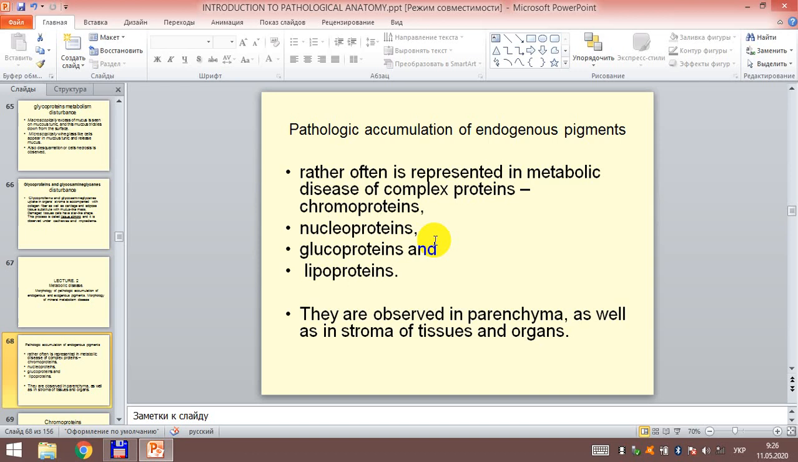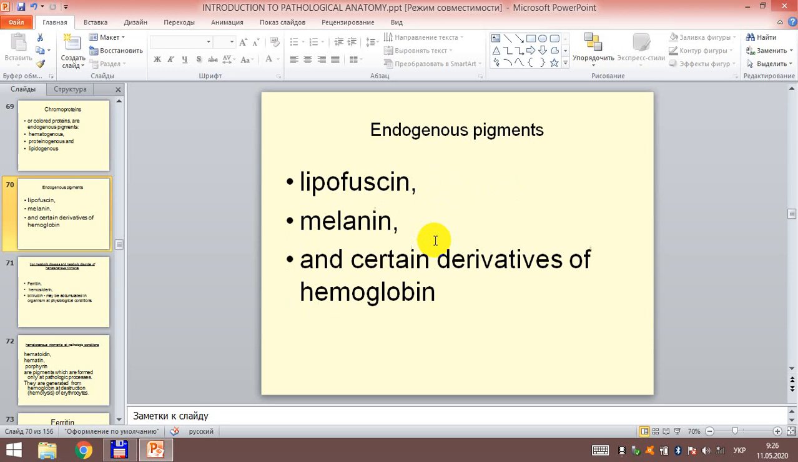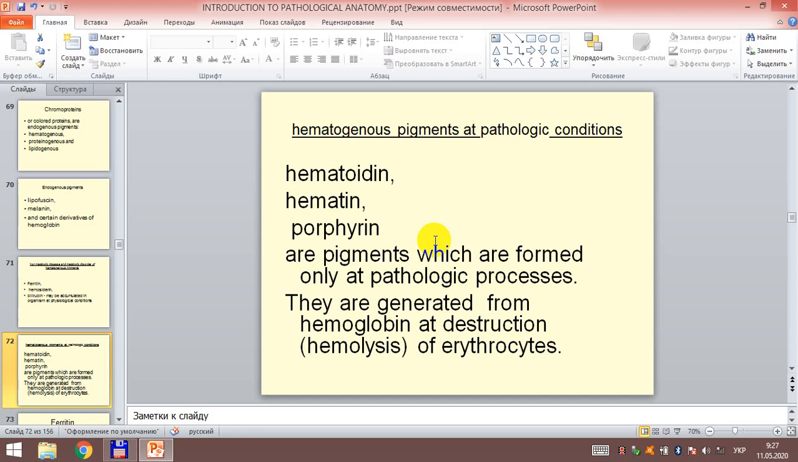Also, chromoproteins or colored proteins are endogenous pigments: hemoglobinogenous, proteinogenous and lipidogenous. Endogenous pigments include lipofuscin, melanin, and certain derivatives of hemoglobin. In iron metabolic disease and metabolic disorder of hemoglobinogenous pigments, ferritin, hemosiderin, bilirubin may be accumulated in the organism under physiological conditions. Hematoidin, hematin, porphyrin are pigments which are formed only at pathological process. They are generated from hemoglobin at destruction, hemolysis, of erythrocytes.